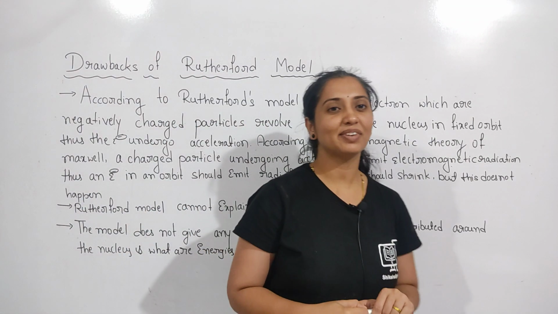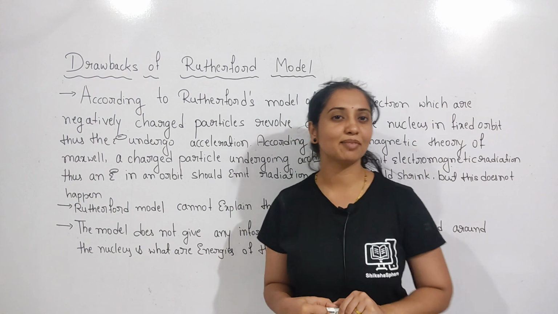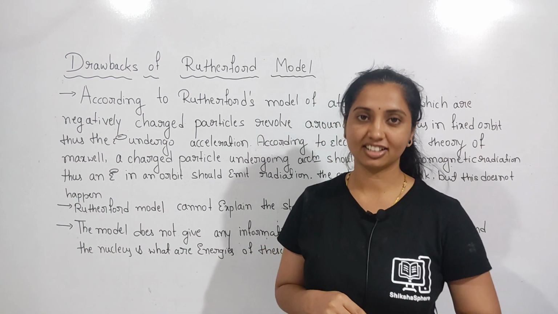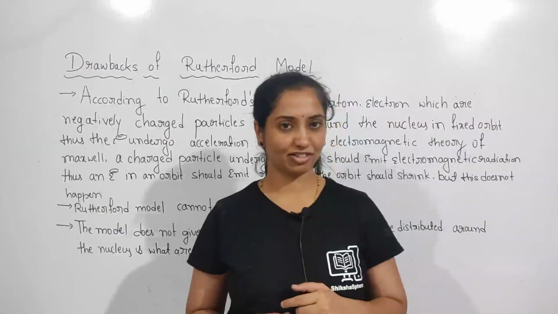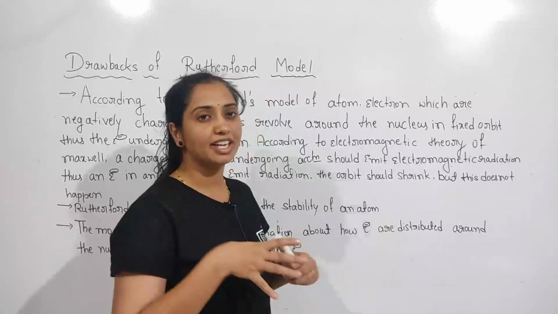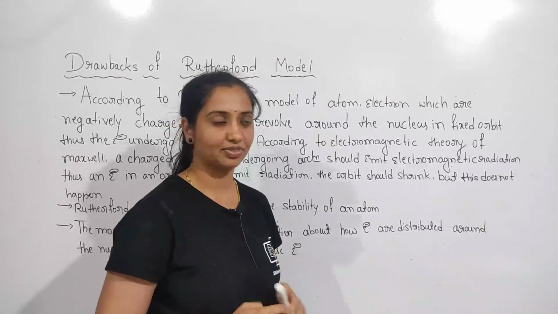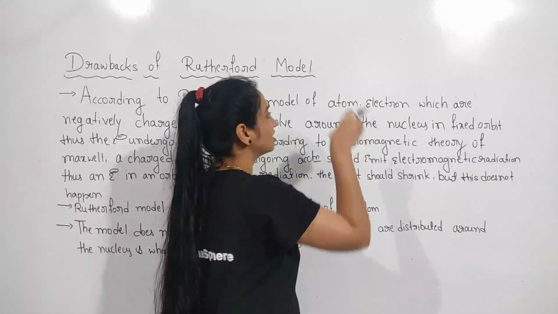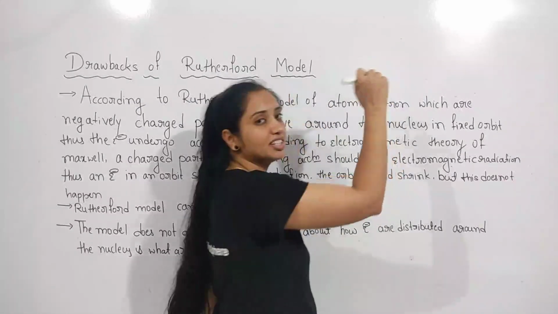Hello everyone, in previous classes we already discussed the structure of an atom using models like the Thomson model and the Rutherford model. Somewhere the Rutherford model fails to explain the structure of an atom. First I wish to recap what the Rutherford model says about the structure of an atom.